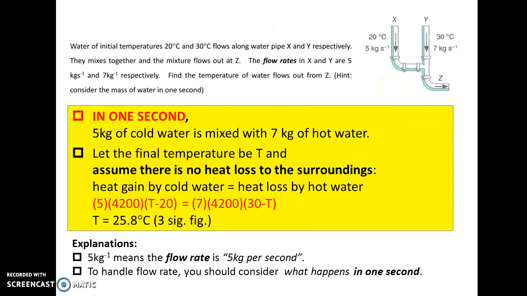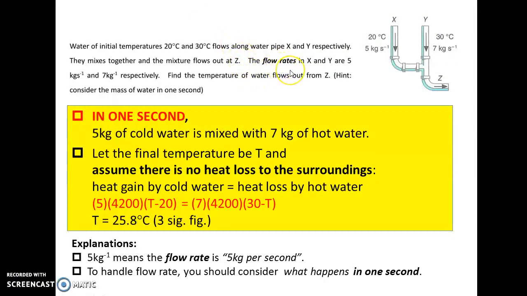From the given diagram, you may tell at once that this is a special question type. In this question, the flow rates in pipe X and Y are given, and you are asked to find the final water temperature flowing out from Z. To handle this kind of question with flow rates, you have to consider what happens in 1 second. In this way, you may see there is 5 kg of cold water mixing with 7 kg of hot water. So it's not too difficult to find their final temperature.